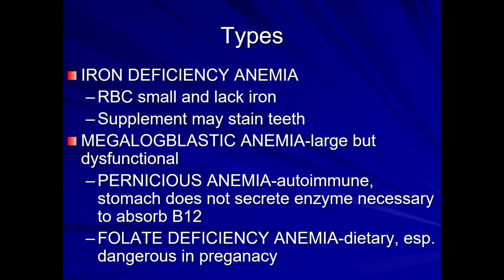So different types. So iron deficiency anemia, which we'll talk about first. Then we have megaloblastic anemia. So iron deficiency is where our red blood cells are small and they lack iron. And the supplement may stain teeth, as it says, but we're going to talk about that more. Megaloblastic anemia, so they're large, but they're too big, so they're dysfunctional. And then that's broken down into pernicious anemia and then folate deficiency anemia, which is dangerous during pregnancy. And we'll get into this more too.